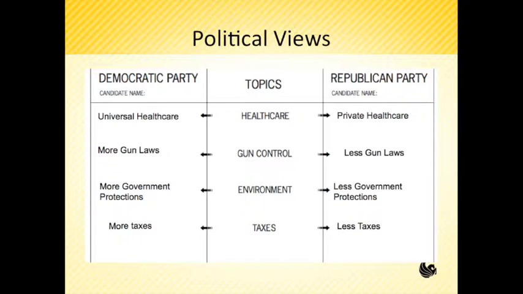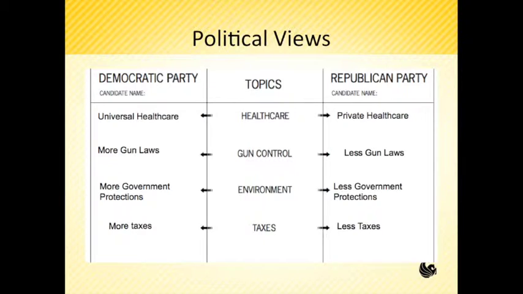The next we're going to talk about is the environment. The Democratic Party would want more government protections. So they would want the government doing more to protect the environment, spending more money and having more regulations to protect the environment. The Republican Party would want less government involvement in protecting the environment. They would want the people who own the land individually to be able to do what they need and protect the environment as they see fit, and they'd want less government regulations on environmental protection. So what this all comes to, down at the bottom, is taxes.